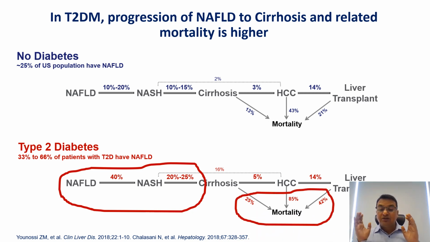So the severity of the disease matters. NAFLD becomes more severe, more aggressive, if the patient also has type 2 diabetes, in terms of progression to NASH, cirrhosis, HCC and mortality.